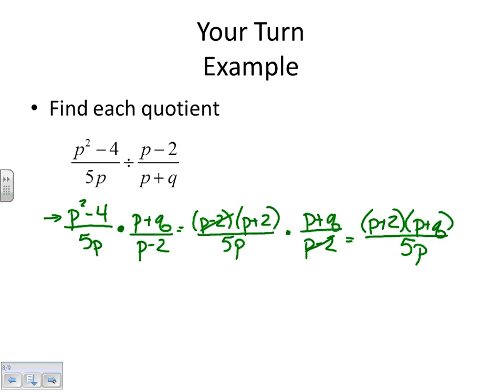Okay, and we don't want to leave it in this form, so we're going to FOIL that out. And when we FOIL that, we get p squared + pq + 2p + 2q all over 5p. And how I got that was I just did this FOIL right here, p squared + pq + 2p + 2q. And that's the lesson.